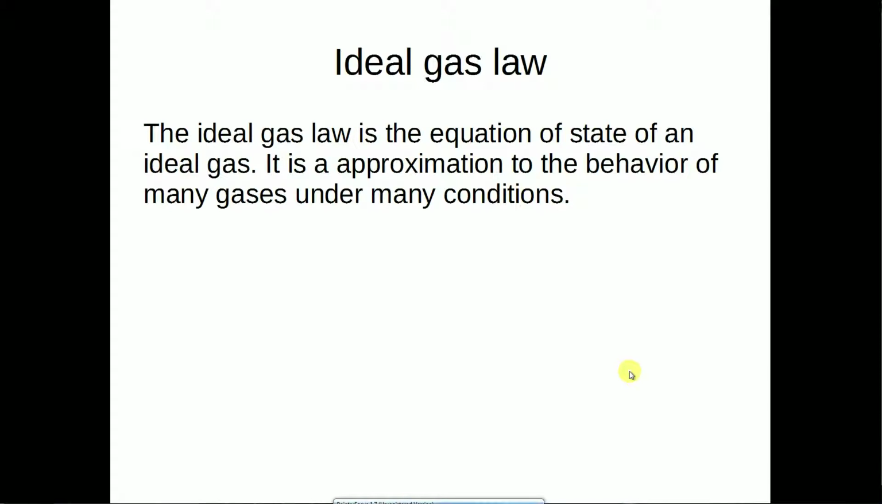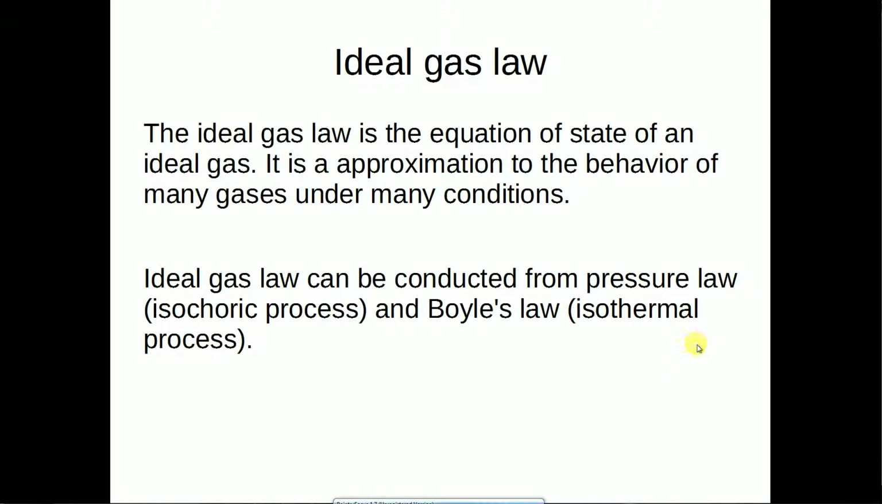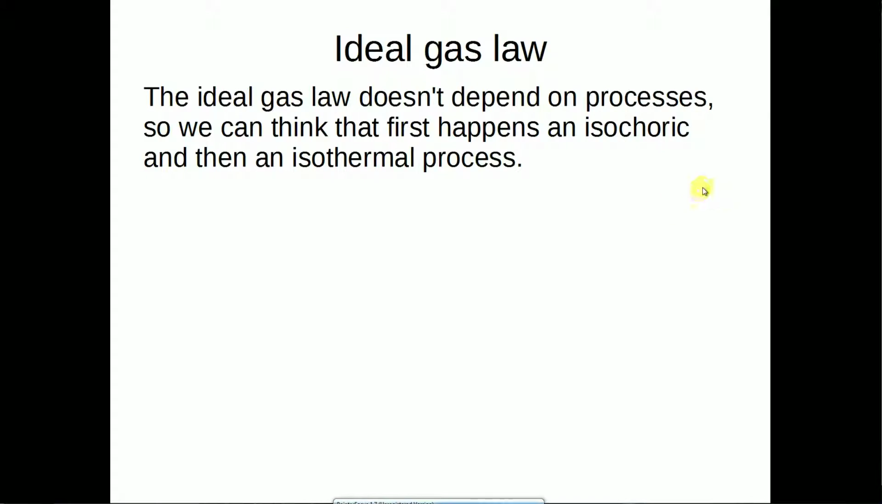Ideal gas law is an equation that prescribes the state of gas. The basic assumption is that gas behaves like an ideal gas. We can derive the ideal gas law from the pressure law and Boyle's law. Because the ideal gas law doesn't depend on processes, we can think that there is first an isochoric process and then an isothermal process.